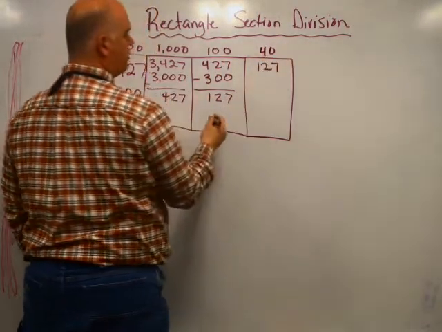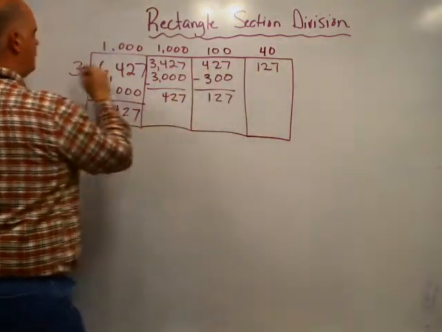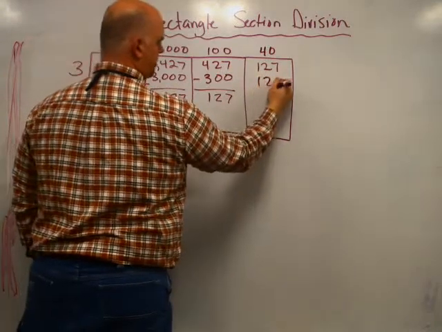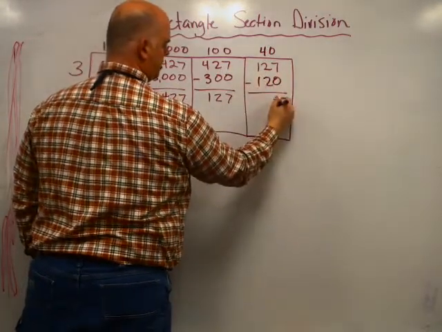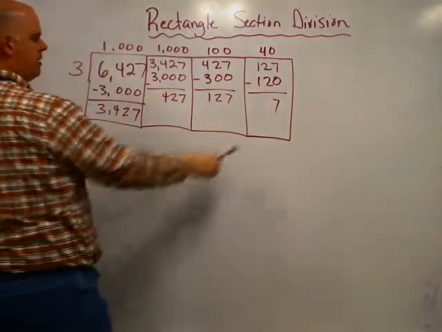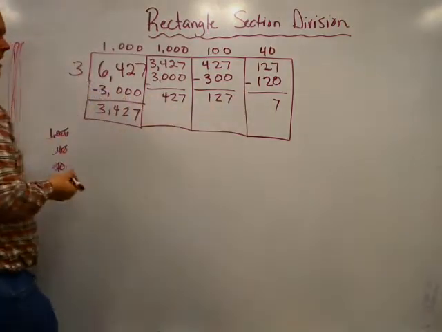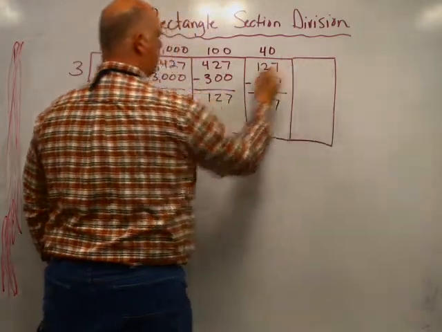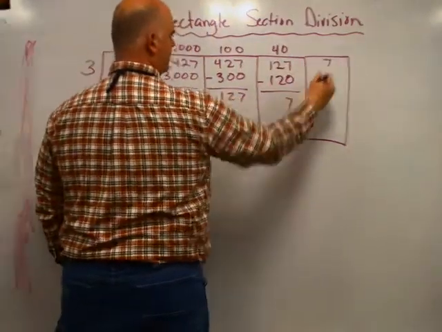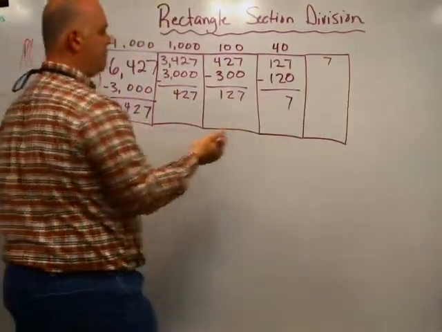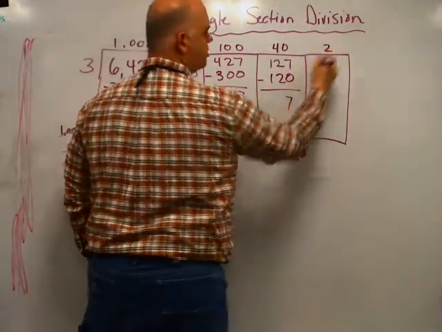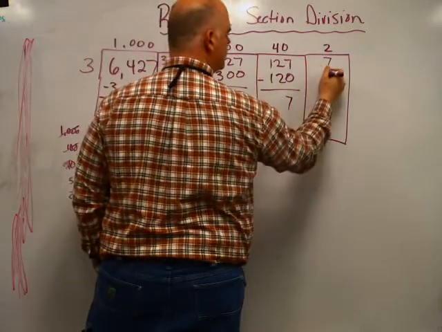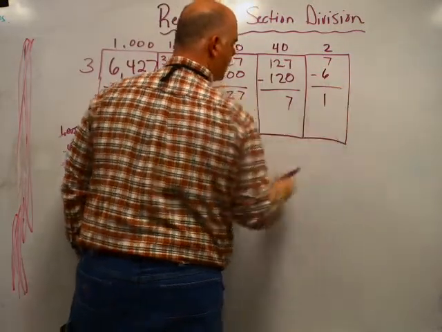And the reason I'm going with 40 is because I know my basic facts, and 4 times 3 is 12, and add 0 is 120. So that would be 120. Subtract. Now I have 7 leftovers. Can I share 7 things with 3 and everybody get at least 1? Yes, I can. So I'm not done yet. There's 1 more. Now my 7 comes up here. And now I use my basic facts, and 3 times 2 is 6. Subtract. And I have 1 left.